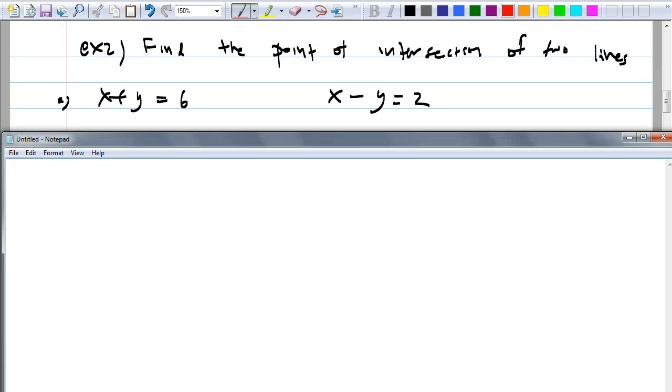The second problem says, find the point of intersection of two lines. One line is x plus y equals 6. The other is x minus y equals 2. How do we find the point of intersection? By the way, what do they mean by this? The point of intersection is basically where the two lines intersect. When we say two lines, we mean two different lines. As long as the two lines are not parallel, they will intersect, wouldn't they? When the two lines intersect, what does the intersection look like? It's a point.